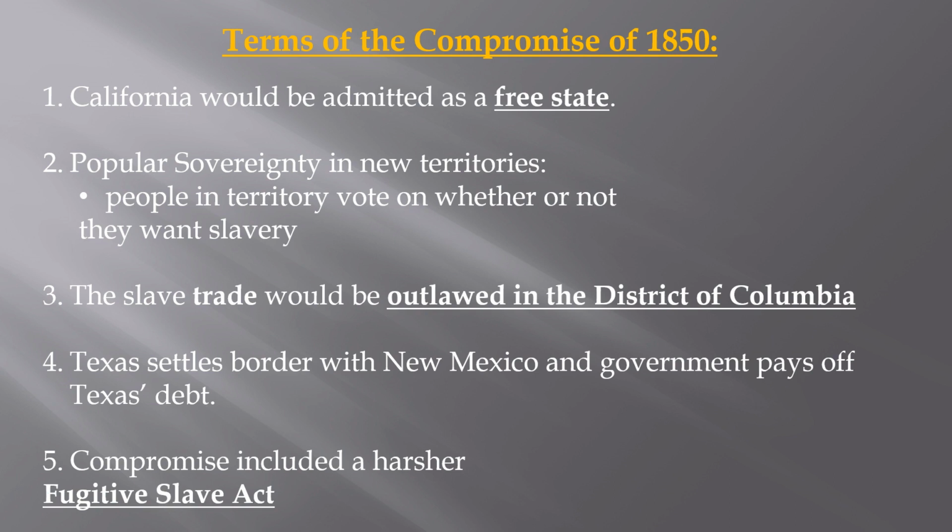So these are the terms of the Compromise of 1850. First, it's going to admit California as a free state. Next, it's going to establish what's called popular sovereignty in the new territories that were acquired from Mexico. And what popular sovereignty is, is when people in the territory would vote on whether or not they were going to have slavery in that territory.